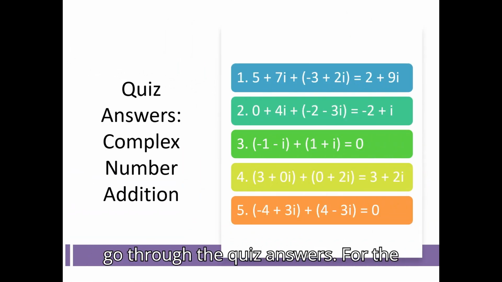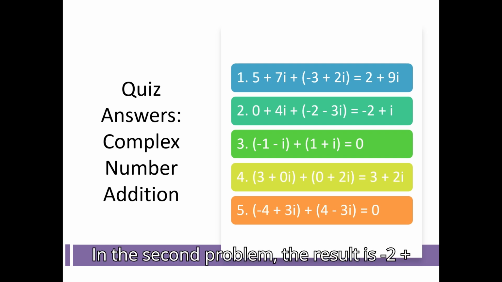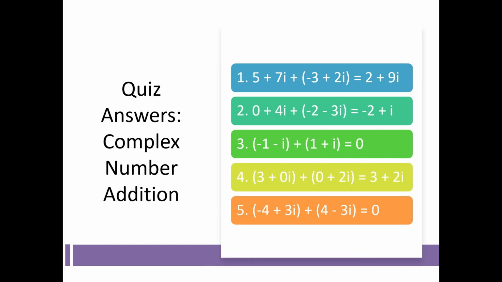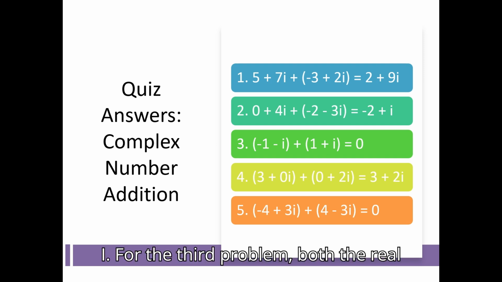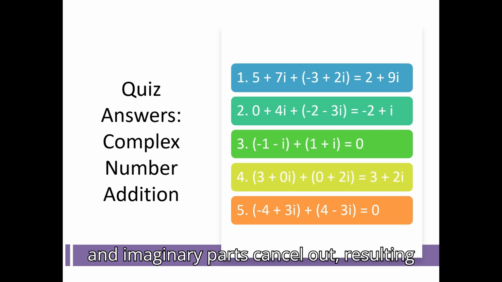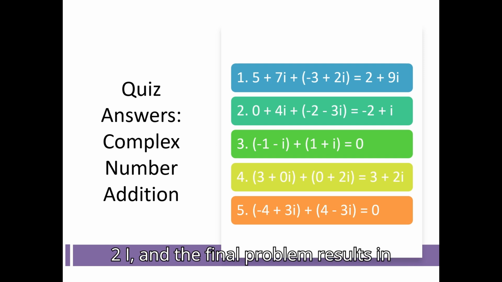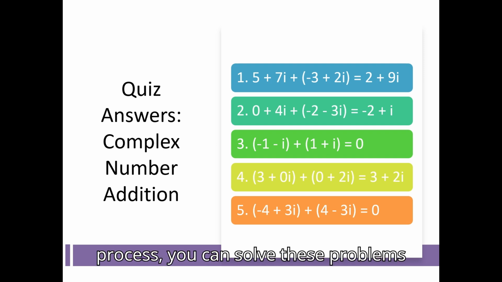Let's go through the quiz answers. For the first problem, adding the real and imaginary parts gives 2 plus 9i. In the second problem, the result is -2 plus i. For the third problem, both the real and imaginary parts cancel out, resulting in 0. The fourth problem adds up to 3 plus 2i, and the final problem results in 0. By following the step-by-step process, you can solve these problems efficiently.